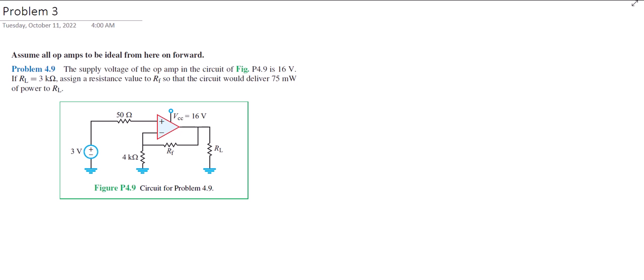Okay, so from here on out, we are going to assume that all the op amps are ideal. What that means is that Vp equals Vn, or another way to write it is V plus equals V minus. I think I heard you say that. And that Ip equals In, which equals 0. So, you know those things.